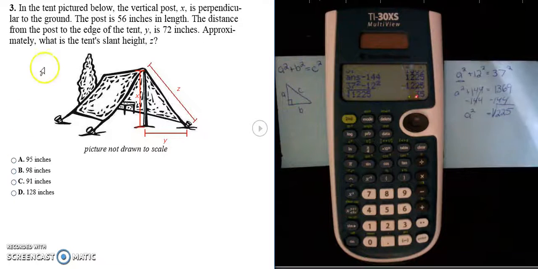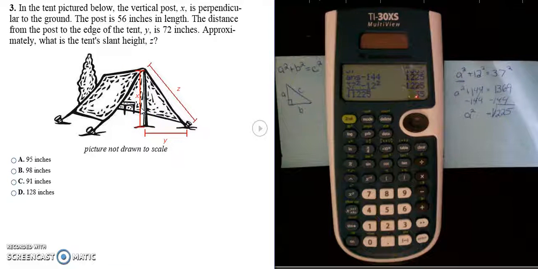Here it's a word problem. It tells us in the tent pictured below, the vertical post X is perpendicular to the ground. So that's how we know it's a right triangle, is it's perpendicular. So this is a right angle. The post is 56 inches in length. So we know X is 56.